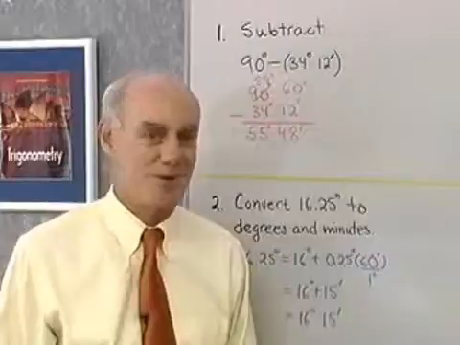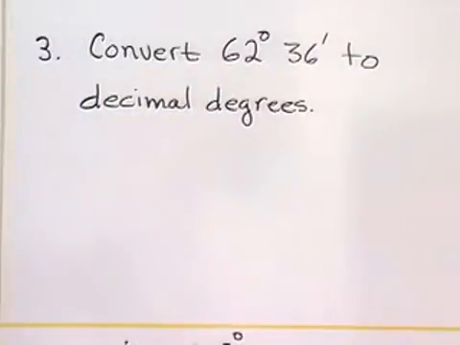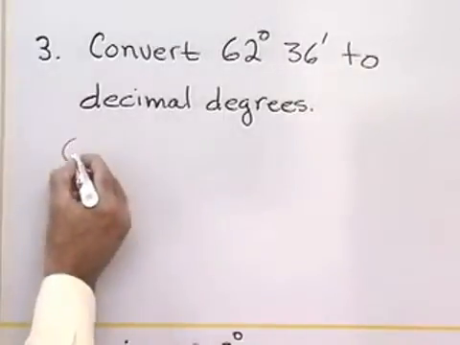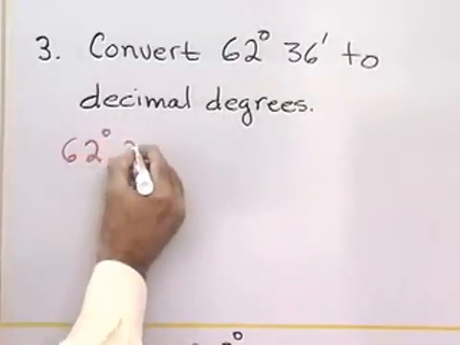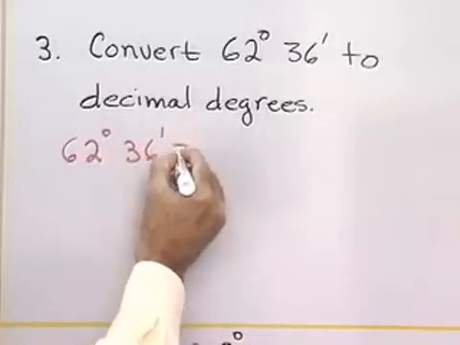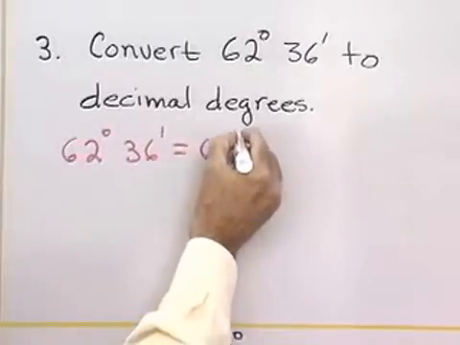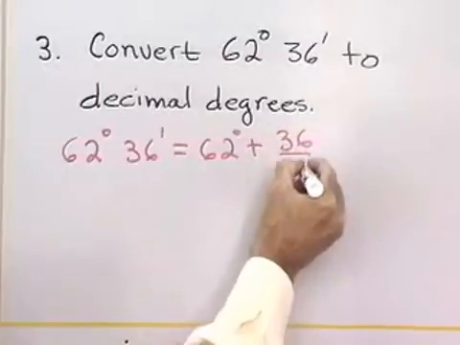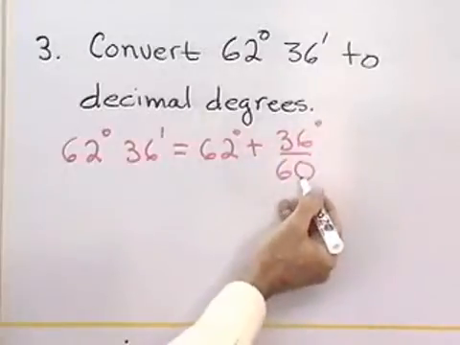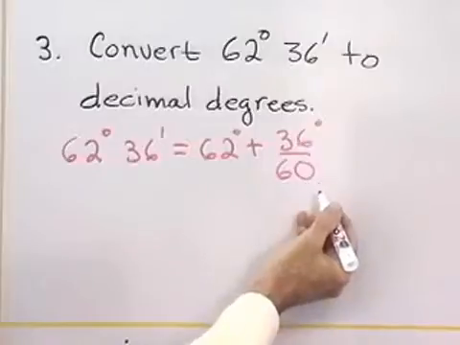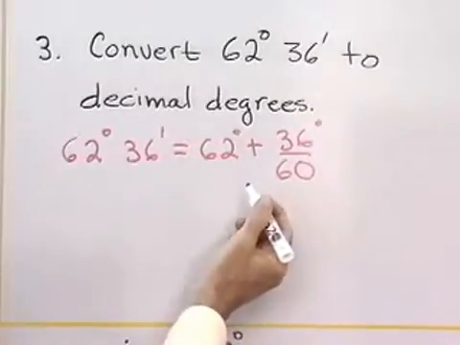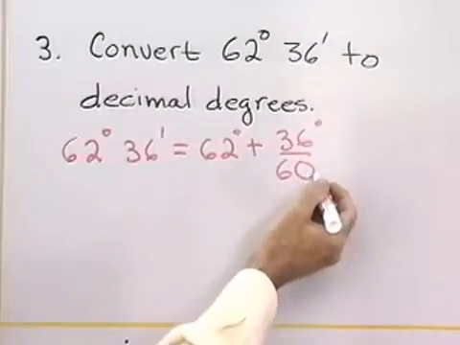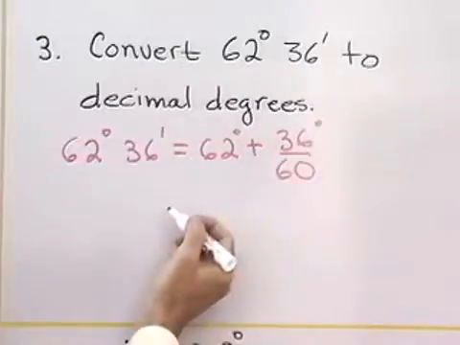Let's look at another problem. Let's convert 62 degrees, 36 minutes into decimal degrees. Now I'm going to go the other way and say 62 degrees 36 minutes is the same as 62 degrees plus 36 over 60 degrees. And I'm multiplying in a way by 60 minutes over 1 degree. The minutes divide out, and I'm left with just degrees.